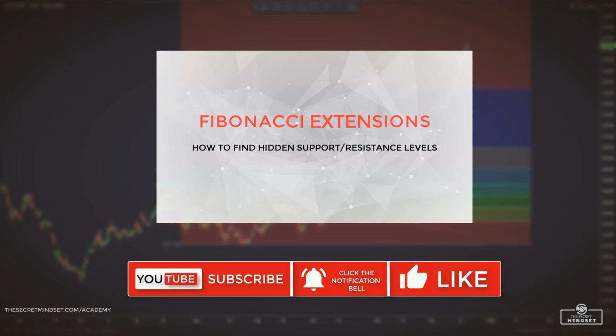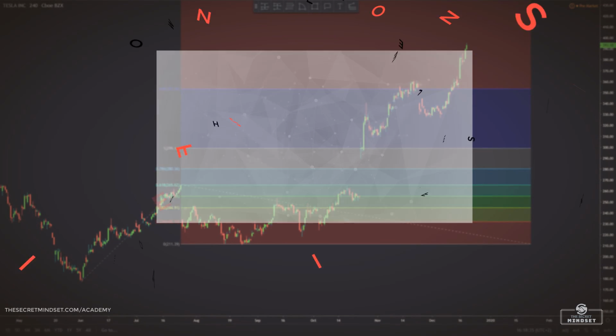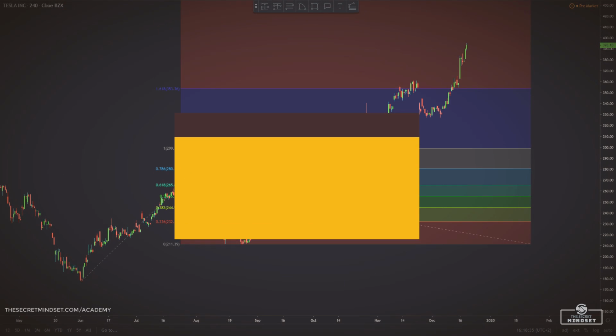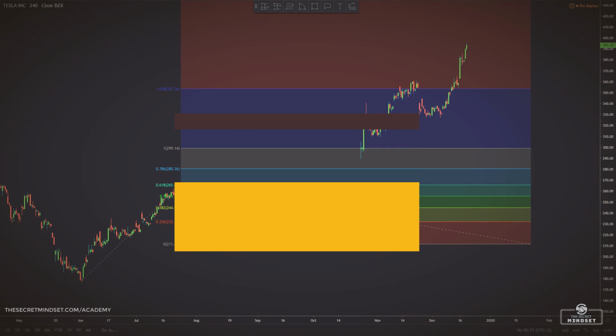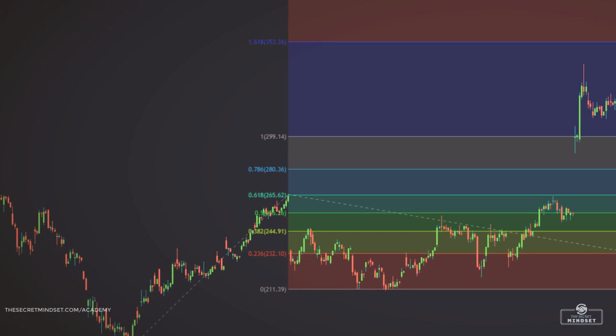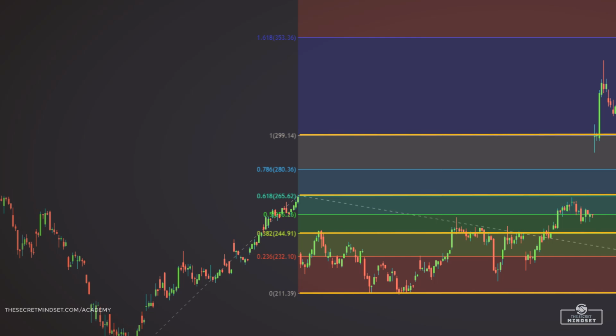Fibonacci series incorporate several analysis tools on the basis of Fibonacci ratios and sequences showing geometrical law of human behavior and nature, which is also applied to financial markets. The Fibonacci study can be applied to identify possible support and resistance levels by studying Fibonacci numbers in various timeframes.